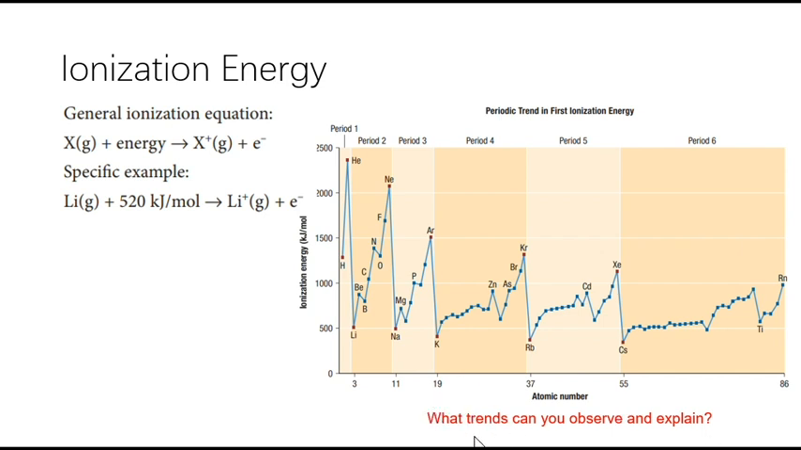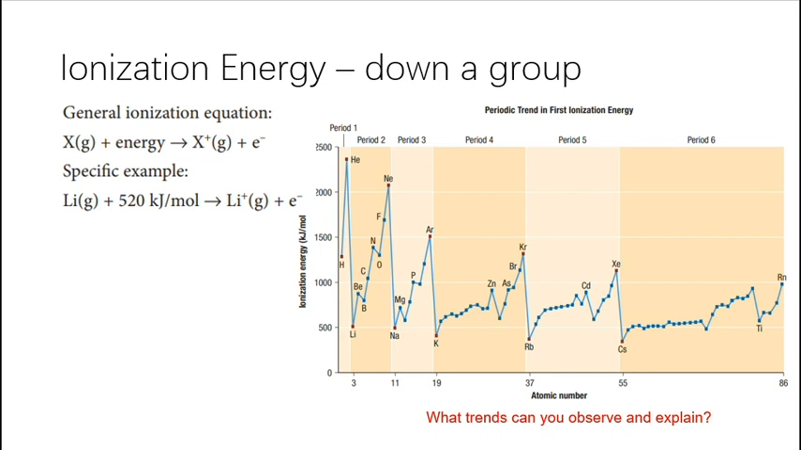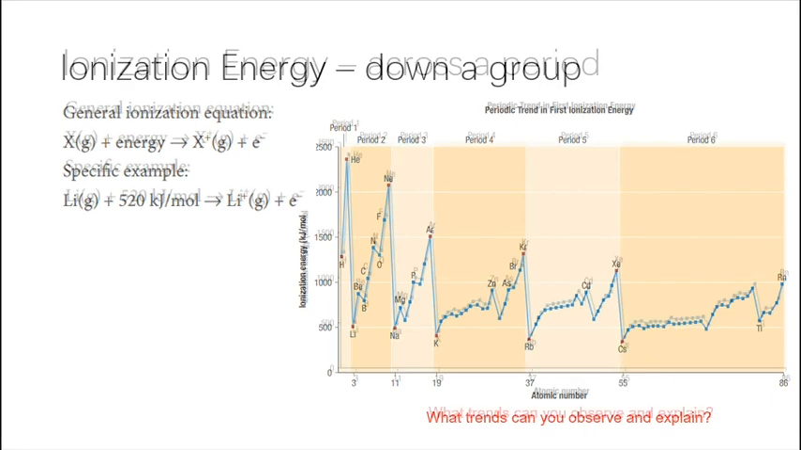Question: what trend can you observe in this diagram? If you look at the group 1 elements, which include hydrogen, lithium, sodium, potassium, rubidium, and cesium, we can see that as we move down a group, the ionization energies tend to decrease because the force of attraction between the electron and the nucleus decreases as the atomic radius increases. In simple words, the farther away an electron is from the nucleus, the easier it is to remove it.